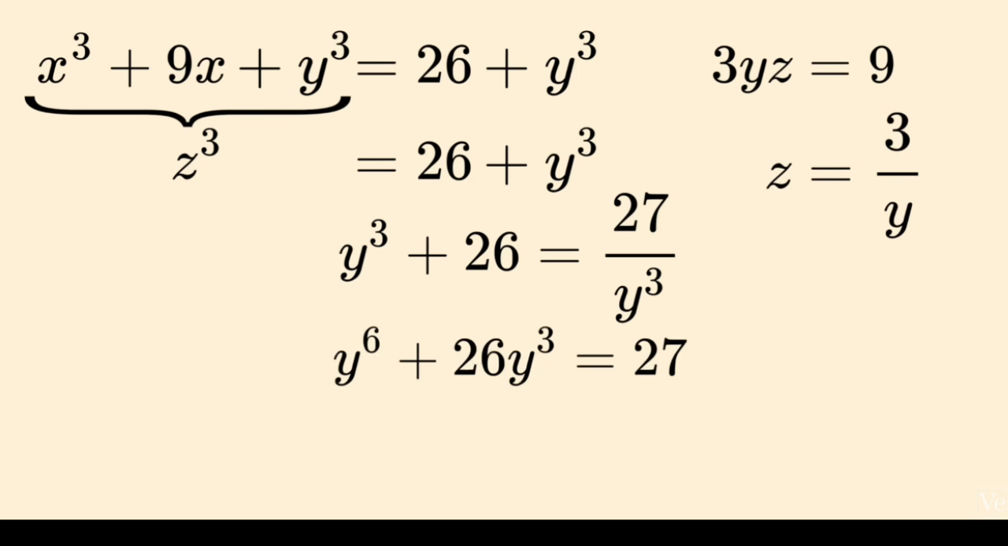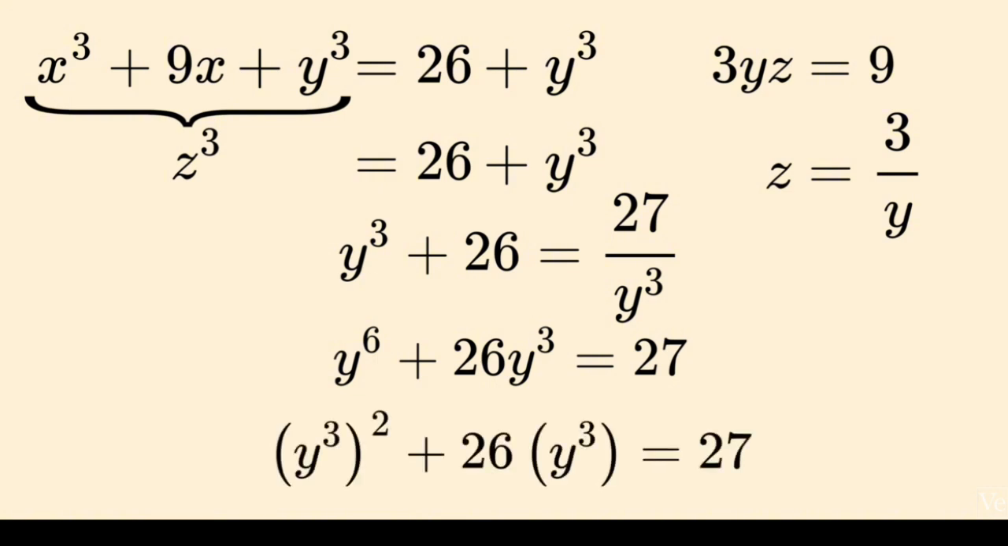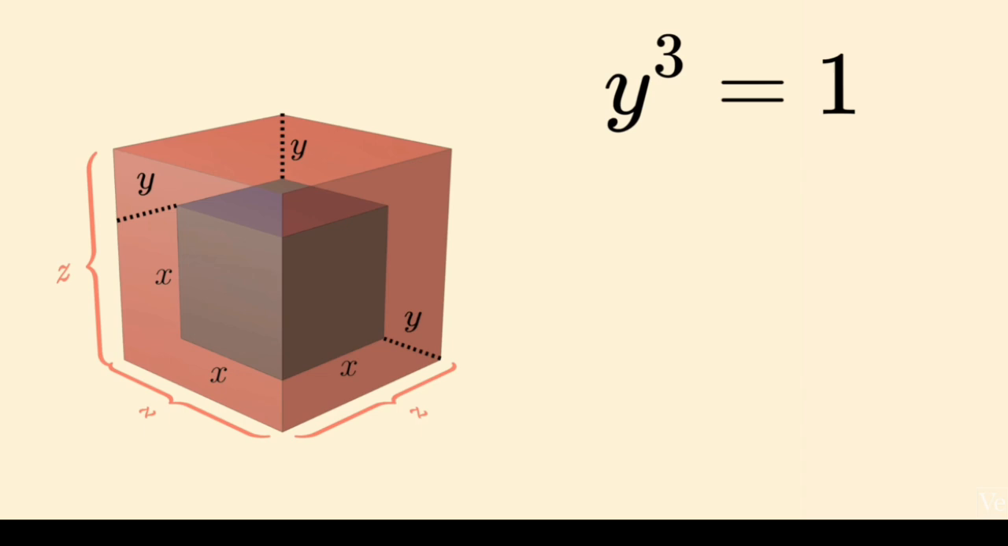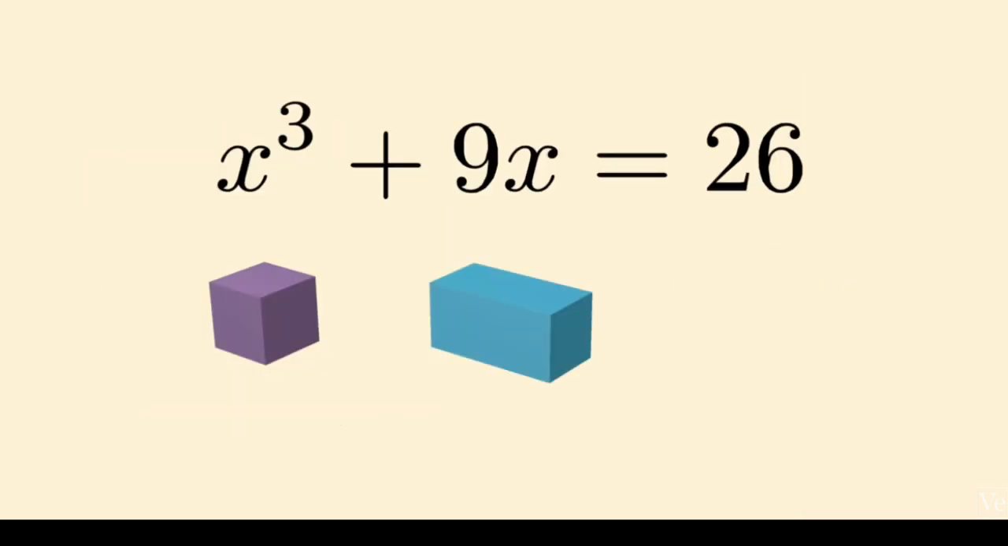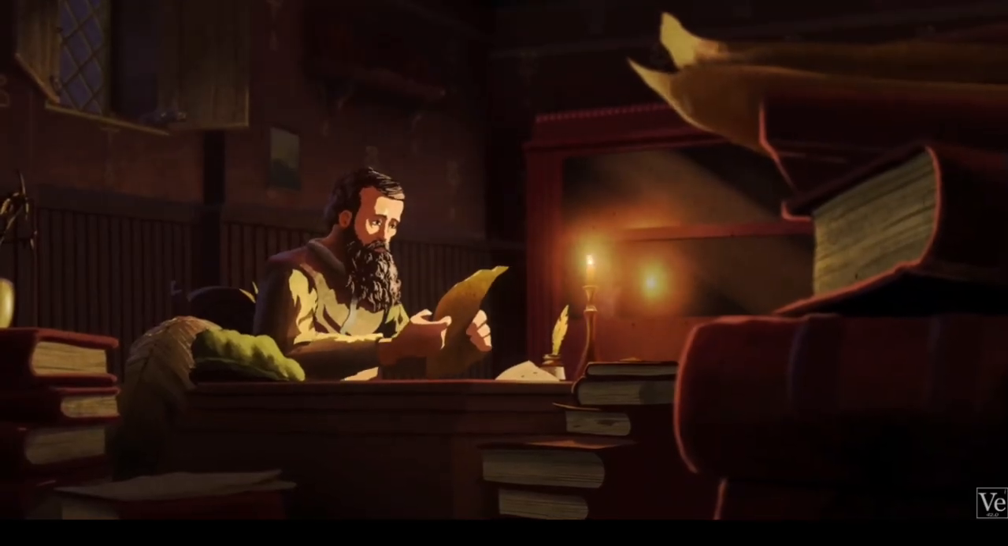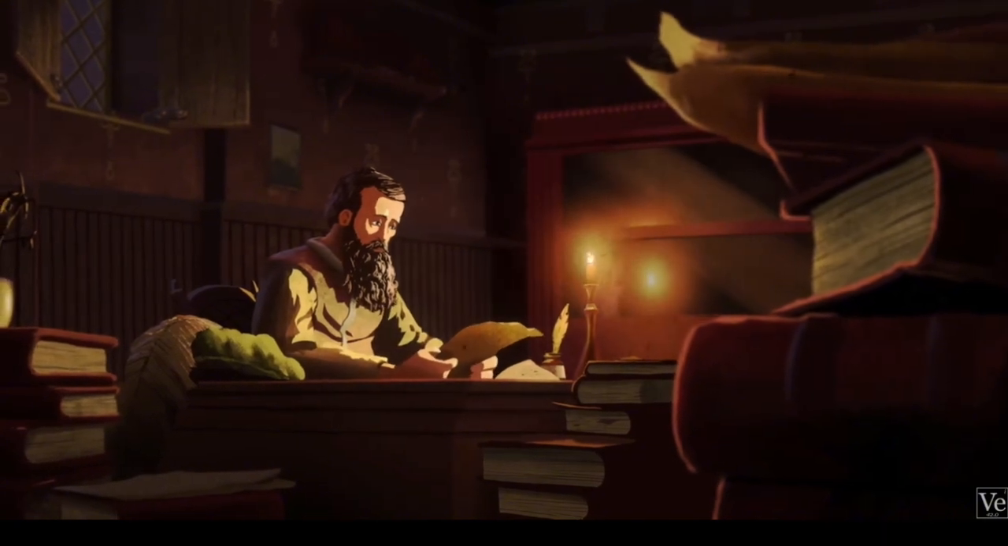equals 27. At first glance, it seems like we're now worse off than when we started. The variable is now raised to the power of 6 instead of just 3. However, if you think of y cubed as a new variable, the equation is actually a quadratic. Equals 1, which means y equals 1. And z equals 3 over y, so z is 3. And since x plus y equals z, x must be equal to 2. Which is indeed a solution to the original equation. And with that, Tartaglia becomes the second human on the planet to solve the depressed cubic.